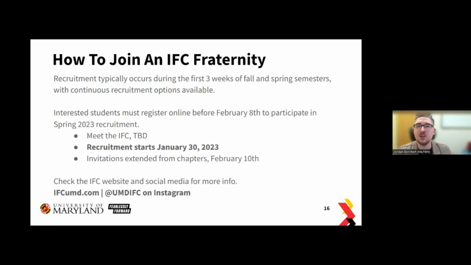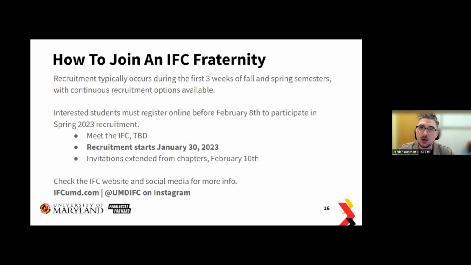What that would usually look like is that in the first week of the school semester, in the spring, they might have a Meet the IFC event where all 24, 25 organizations would be out there, and your student would have the ability to learn about each organization by going up to each table and having conversations with the members at those tables. They typically won't start their actual events until the second week.